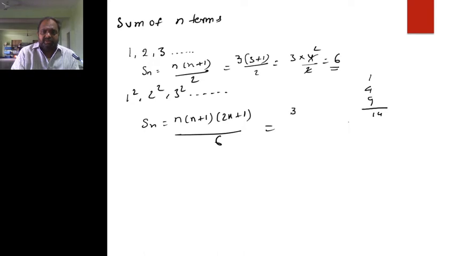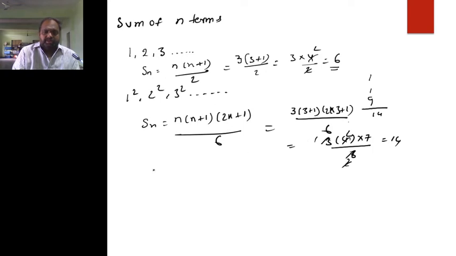Okay. So sum of n terms, 3. There are 3 terms. 3 into 3 plus 1 into 2 into 3 plus 1 by 6. That is equal to 3 into 4 into 7 by 6. 3 ones are 3, 2 twos are 4, 7 twos are 14.